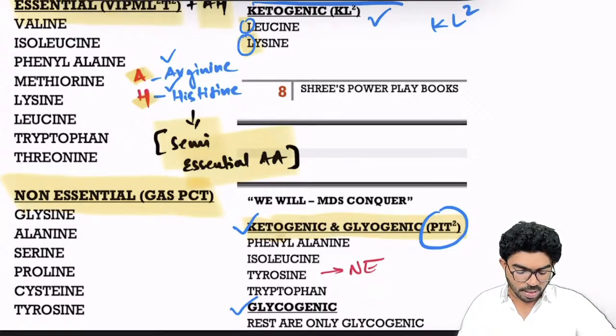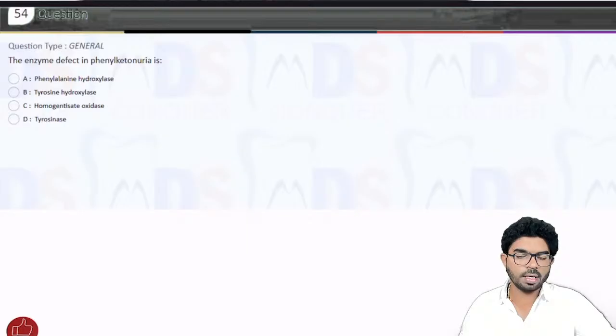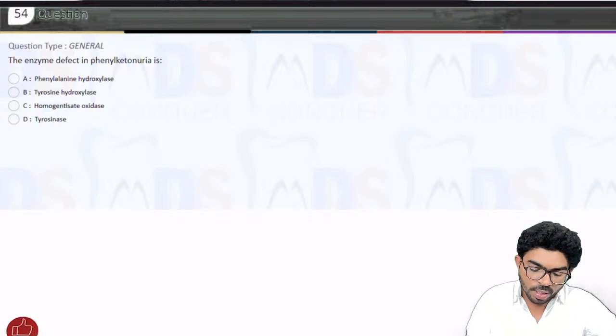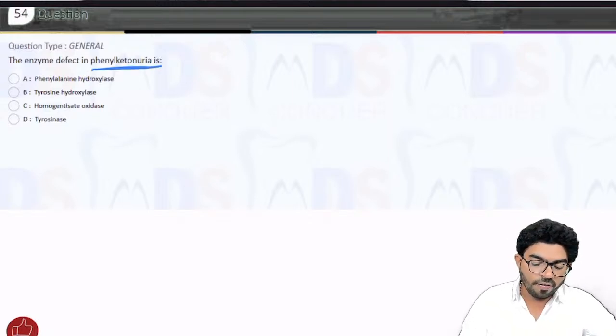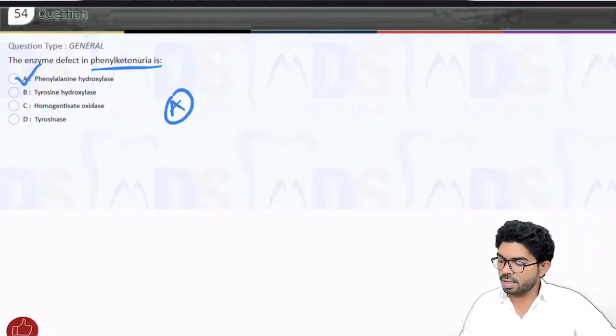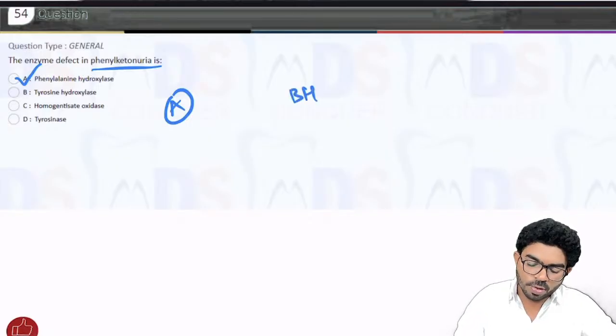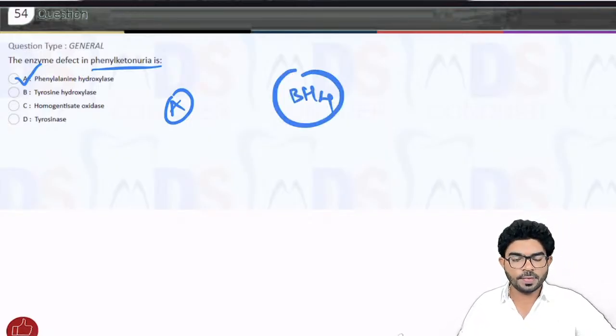Next comes a similar question based upon the catecholamine synthesis which we discussed yesterday. The enzyme that is defective in phenylketonuria is phenylalanine hydroxylase. This is what I have discussed. Can anyone tell me what is the coenzyme which is activating this phenylalanine hydroxylase that we have discussed? That is BH4. So 54, I am done.